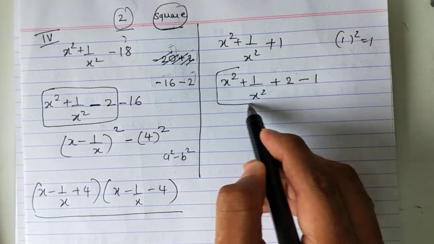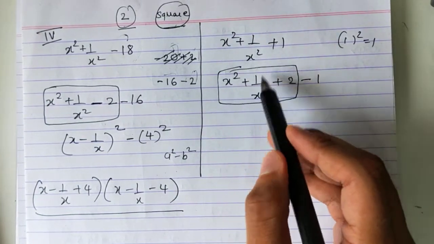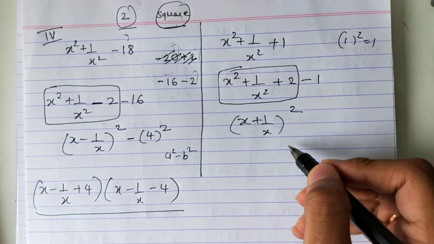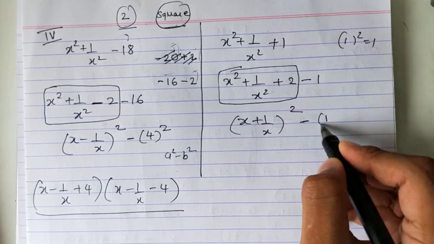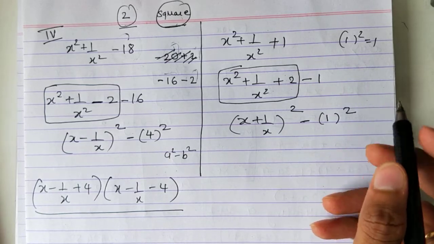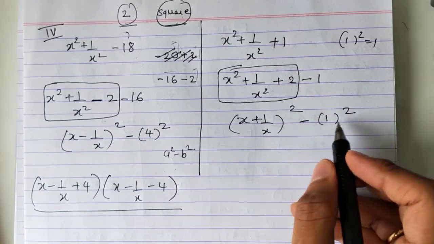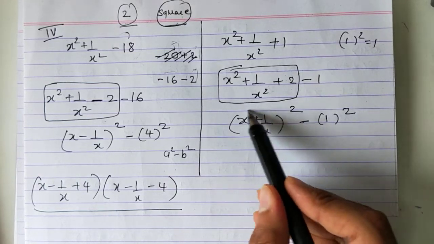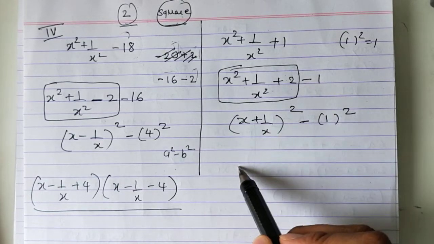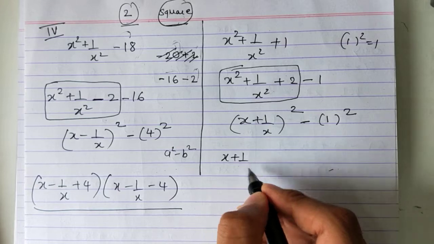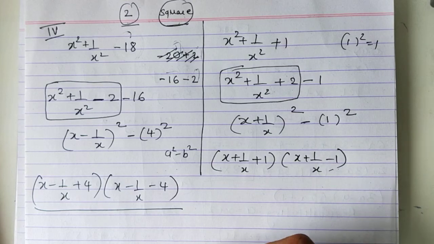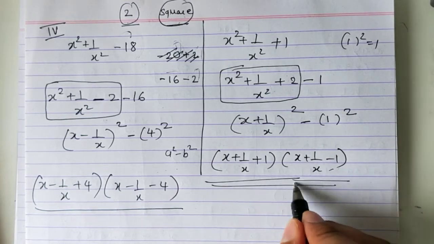So now observe this. This will become x square plus 1 upon x square plus 2. This will become x plus 1 upon x the whole square. Correct? Minus this 1 can be written as 1 square. I told you before also 1 can be written as 1 square anytime. So now I have first bracket square minus second bracket square. That means a square minus b square. So I will add both the brackets, subtract both the brackets. X plus 1 upon x plus 1, x plus 1 upon x minus 1. Okay, this is the answer.